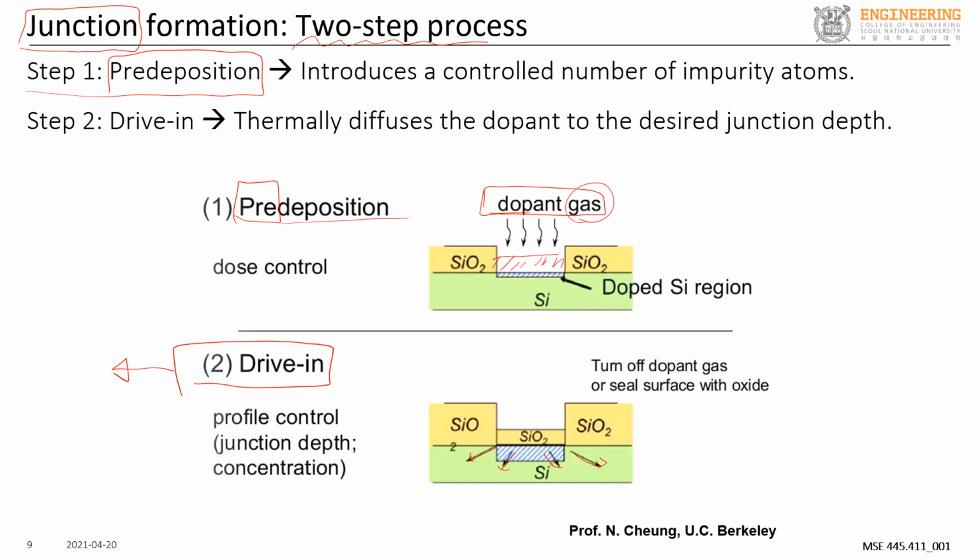So what we want to model is this drive-in. What's the kind of mathematical expression we can use to describe the doping concentration or doping profile after the drive-in?